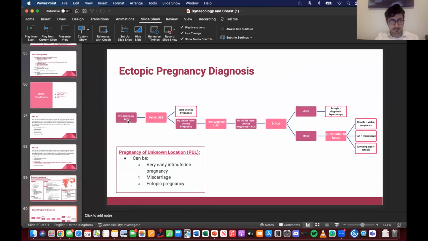The diagnosis: positive pregnancy test, ultrasound. It should identify intrauterine pregnancy. If it doesn't, transvag ultrasound, still nothing visible. Beta HCG, if it's high, you're thinking ectopic. If it's low, monitor again in 48 hours. It could just be a very early intrauterine pregnancy. In that case, the beta HCG would double rapidly. If it halves, we're worried about miscarriage. Anything in between in the gray area, probably an ectopic.